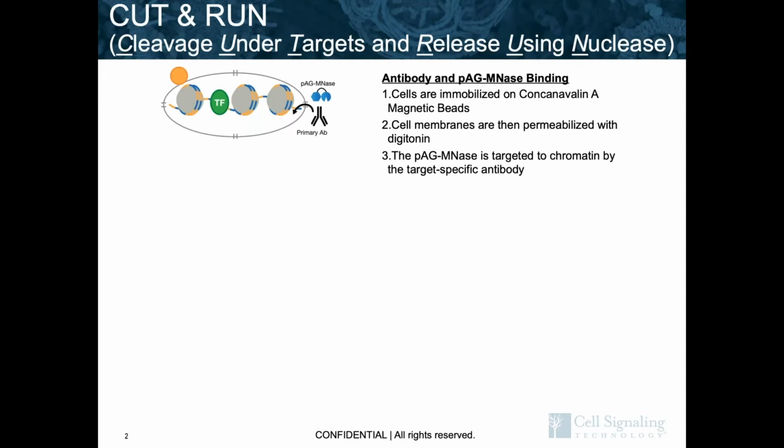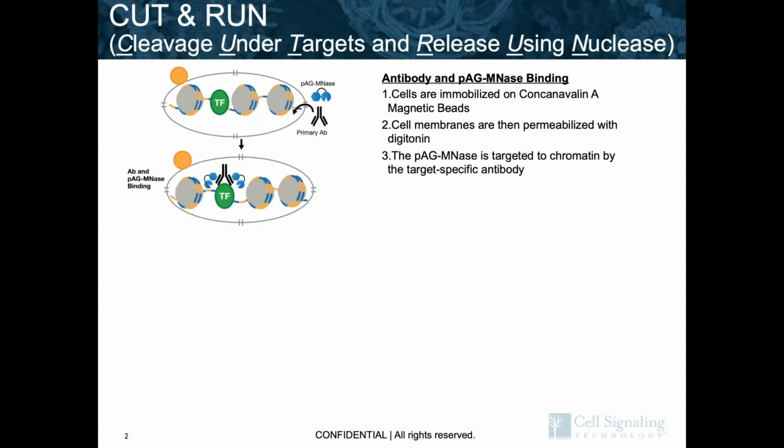In CUT&RUN, the cells don't need to be fixed. We use digitonin to permeabilize the cells. The digitonin can only permeabilize the cellular membrane but not the nuclear membrane. Therefore, in CUT&RUN, the nuclear membrane remains intact during the whole experiment. Both the antibody and the protein A, protein G micrococcal nuclease enter the nucleus through the nuclear pores.